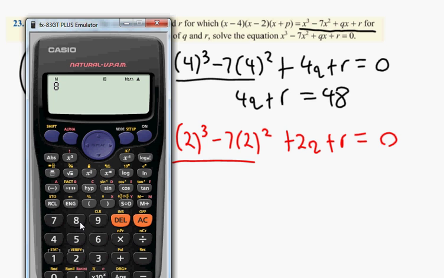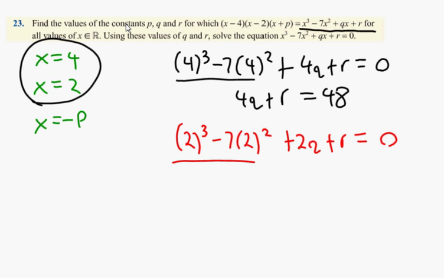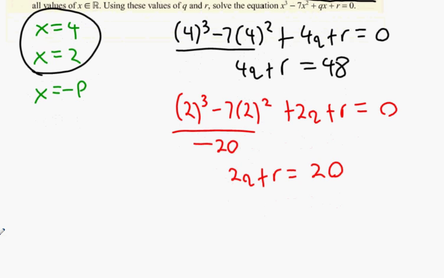Did everybody arrive at that? See that top equation with the 4q plus r? You want to make that minus 4q minus r equals minus 48. And I'm going to get minus 2q equals minus 28. I'm going to find out that q equals 14. Q equals 14. This means that 2q is 28, and 28 plus r equals 20. R equals minus 8.